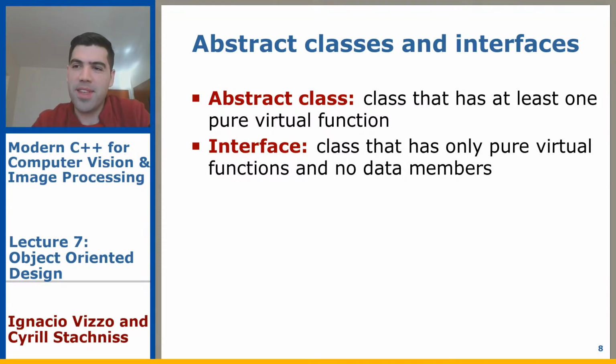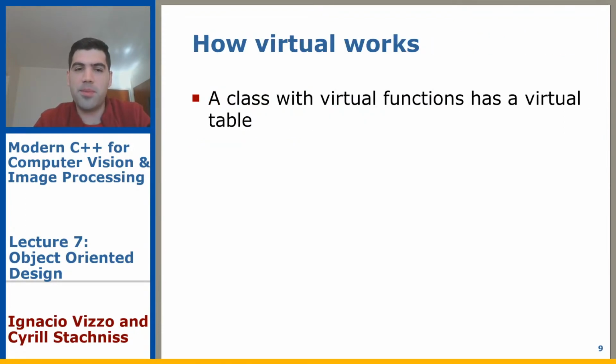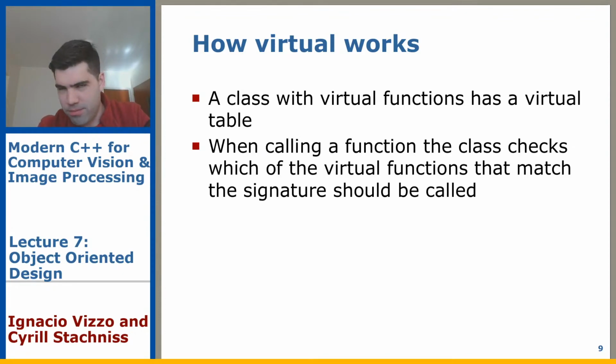It's not something that is in the language or something that you need to define. So if you see a class that has all its members as pure virtual functions and no data members, then you call this an interface. But it's the same. The compiler doesn't care about these names. It's a way of modeling how virtual works. So a class with virtual functions has a virtual table. I'm going to go quickly over this because it's a bit boring.